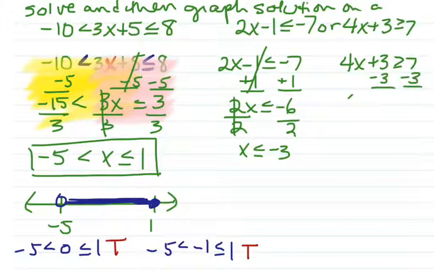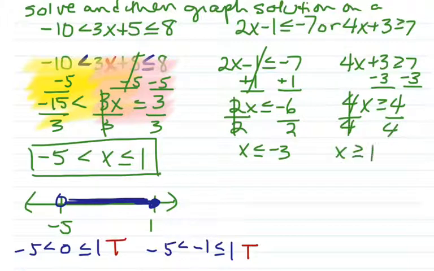Same old rules. Get rid of the addition or subtraction thing first. So we've got the two parts of our compound inequality. x is less than or equal to -3. x is greater than or equal to 1. And we know it's going to be an OR because one answer will not satisfy both of those.